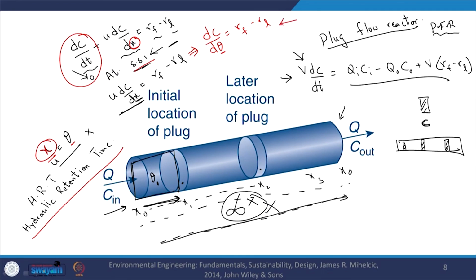And note the similarity with what you had earlier with the batch reactor. With the batch reactor, what did you have? dC by dt is equal to rate of formation minus rate of loss, right. So, you see the similarity hopefully, right. So, it is more or less like the plug flow reactor is a series of batch reactors, if I may say so, right.